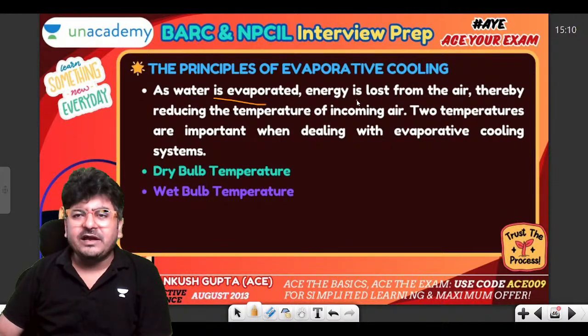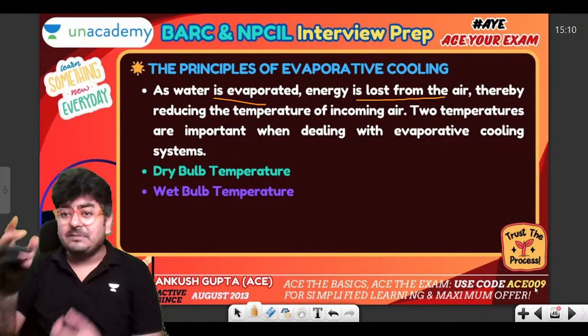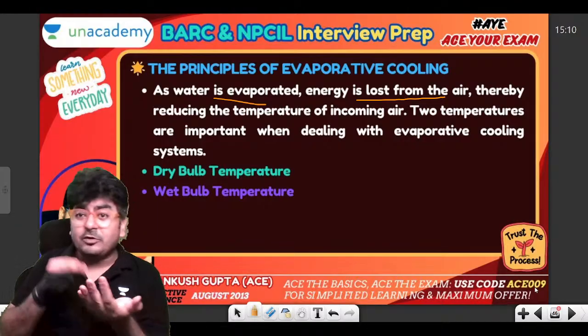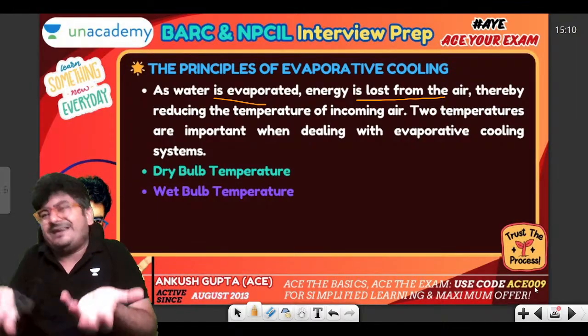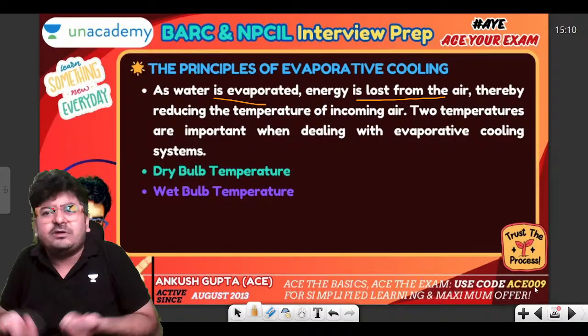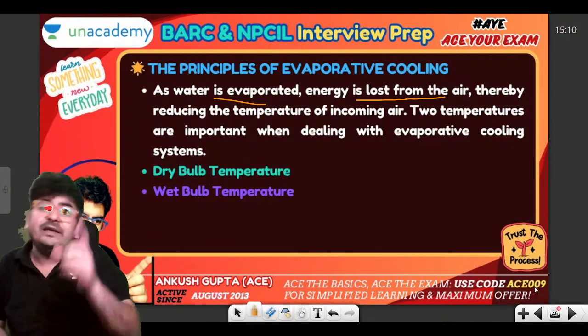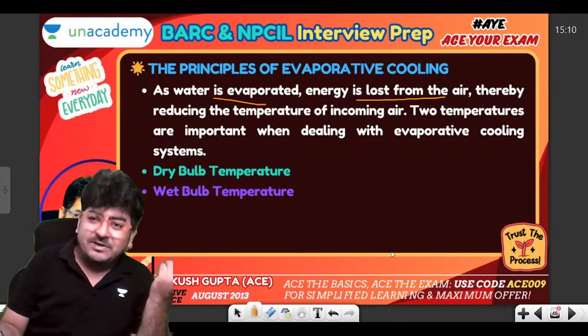As water is evaporated, energy is lost from the air because the temperature of liquid bulk is decreasing. So this is evaporative cooling. And since the temperature of liquid bulk decreases, it will ask the air कि भाई मुझे heat दे दो, मैं तो घाटे में चला गया. Then air will give the heat to the liquid bulk. So ultimately air will be in the loss. ये मैंने explain भी किया था.